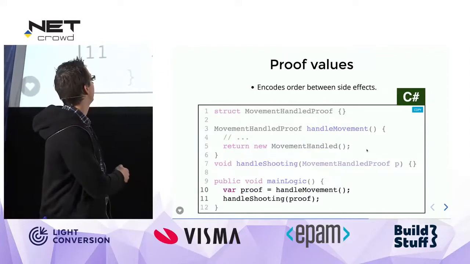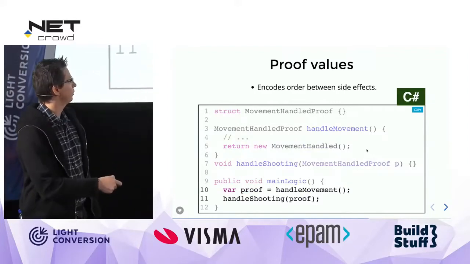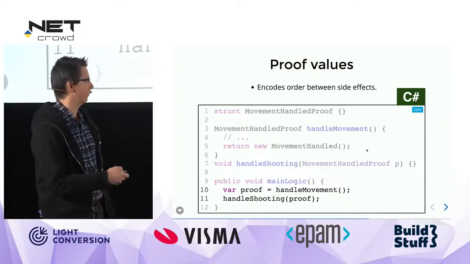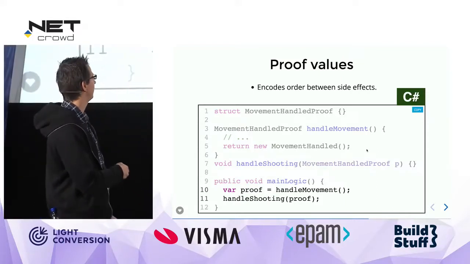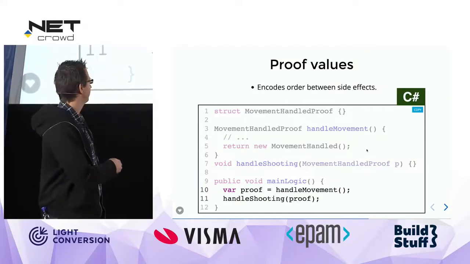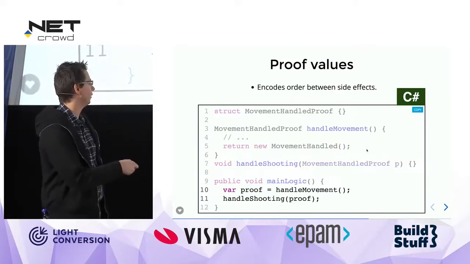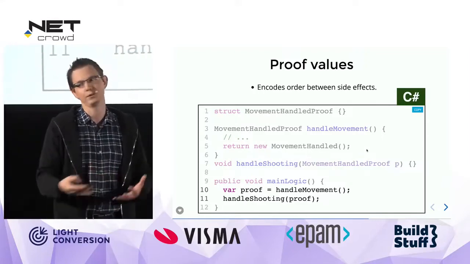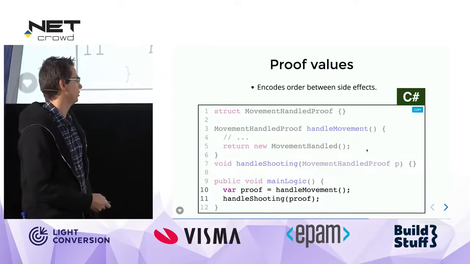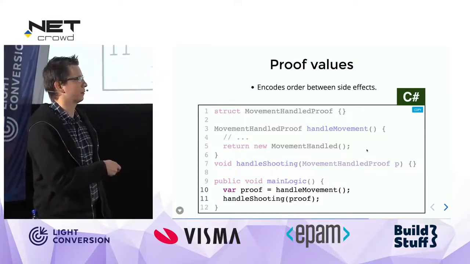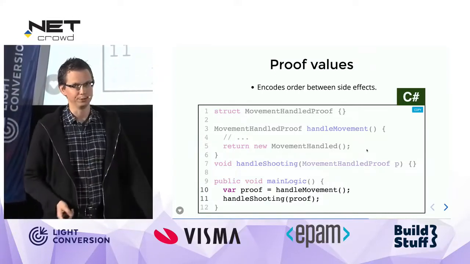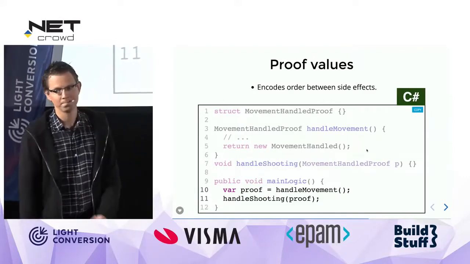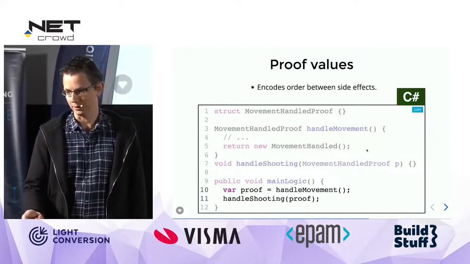And then in the handle shooting method, you accept this value. It doesn't have any data, so it's not very useful, but it's useful in a way that it now enforces ordering. So if you switch these two lines together, the compiler will say you're trying to use a value which does not exist yet, therefore compilation error. Of course, you can always circumvent this by just creating a proof yourself, but then you're just doing malicious code, and nothing's gonna save you from that.